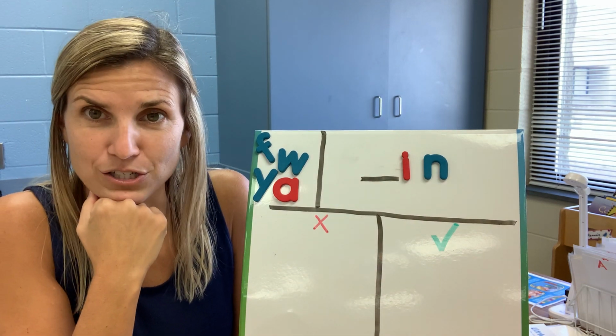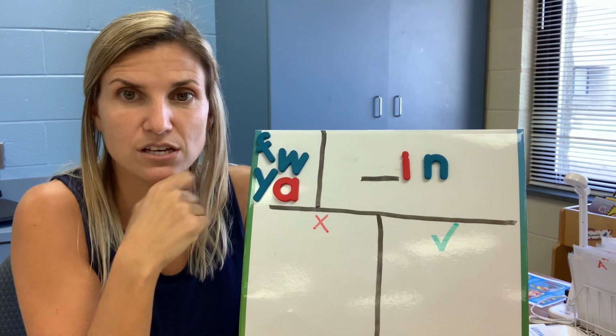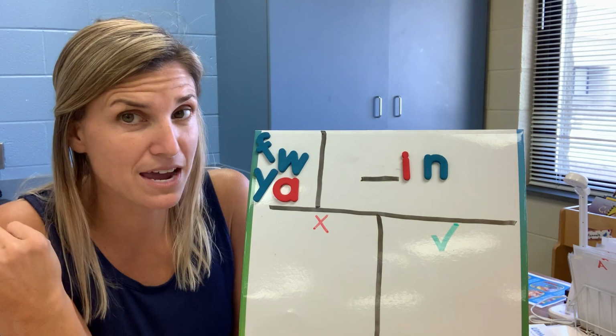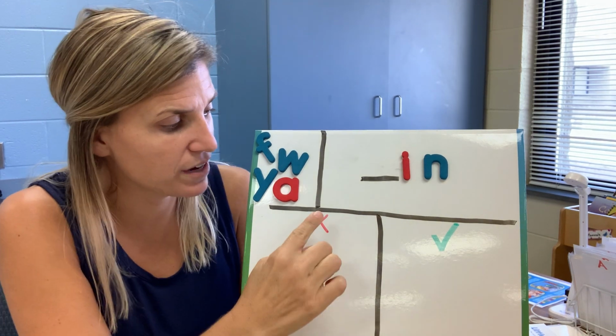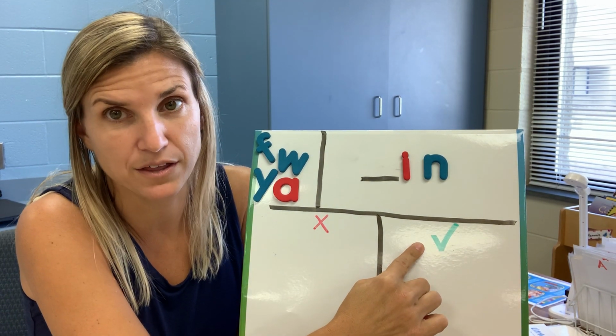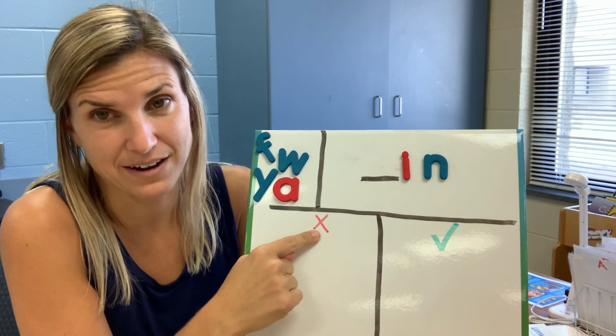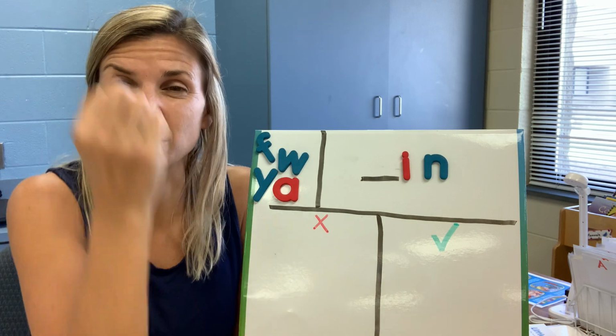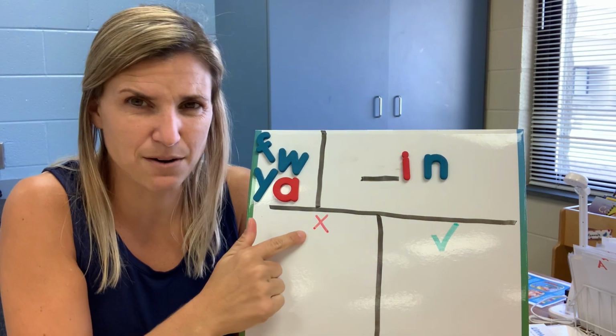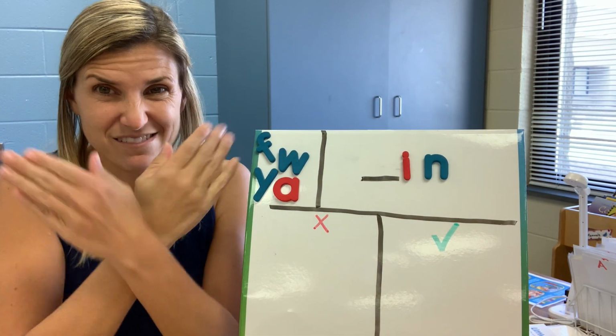So the first thing we're going to do is look at these letters and decide, does it rhyme or not rhyme? If it rhymes, we're going to put it under the check. And if it does not rhyme, we're going to put it under the X. So at home, if it rhymes, I want you to go, yes. If it does not rhyme, I want you to go, eh.